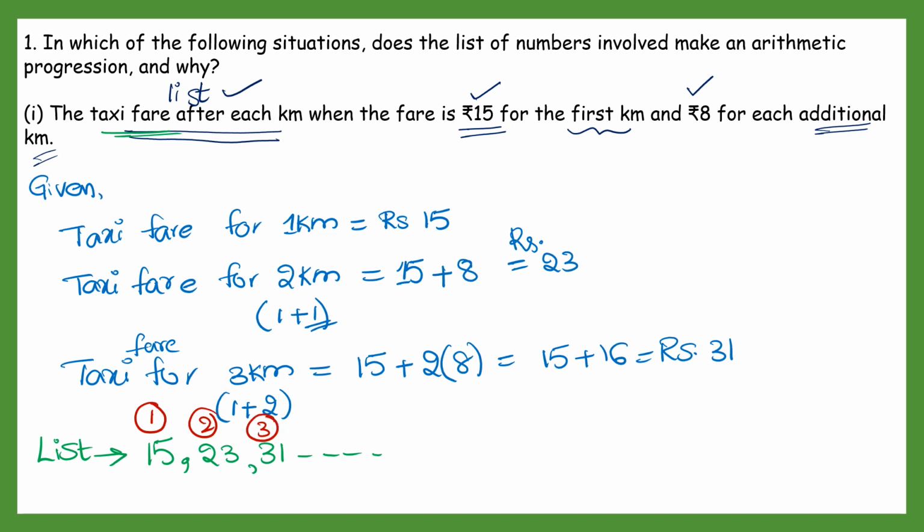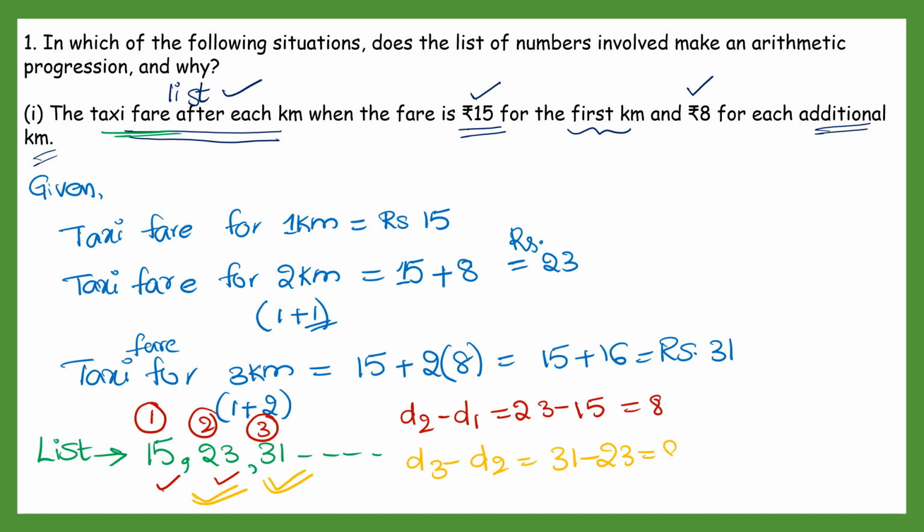To find whether the given list is in arithmetic progression or not, what should we do? Yes, we should find the difference between the numbers in the list. So, the difference between the second number and the first number: the second number is 23, the first number is 15. 23 minus 15, we get 8. Now, what should we do? The difference between the third number and the second number of the list. We get a3 minus a2, that is 31 minus 23. You get 8 again.